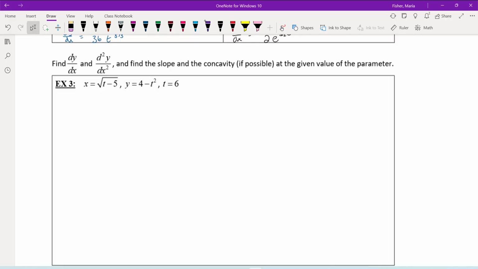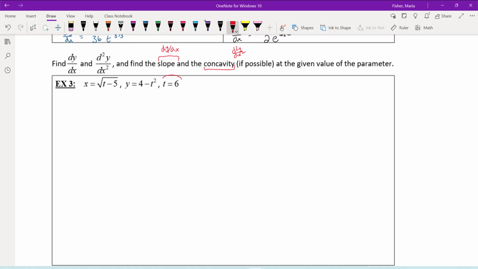Example 3 wants us to find dy/dx and the second derivative of y with respect to x, the slope and the concavity, at the given value of the parameter. Well, remember, slope is found by the first derivative, and concavity is found by the second derivative.